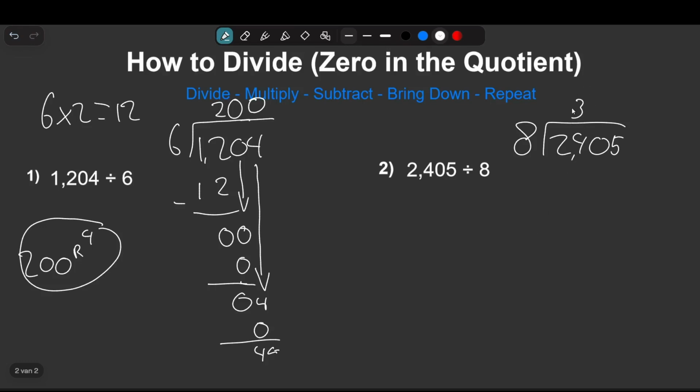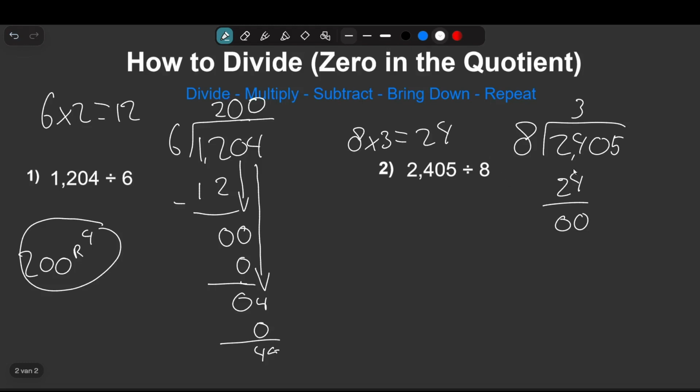And don't forget, you have to write the 3 above the 4 because we use 24 and not just 2. So now we have to multiply 8 times 3. This will equal exactly 24. So now we have to write this down here and we can subtract. So we're going to do 4 minus 4 equals 0 and 2 minus 2 equals 0. And as you can see here, again, we end up on a 0.